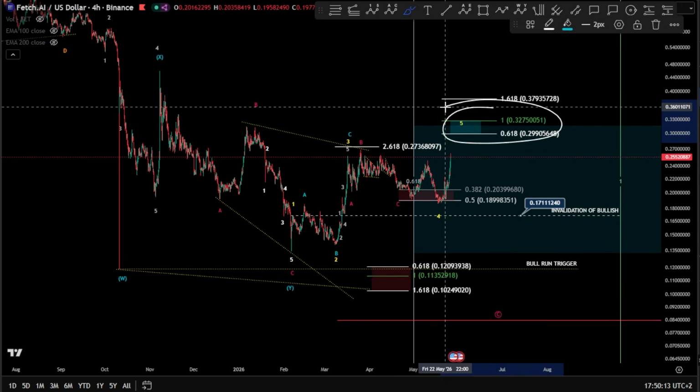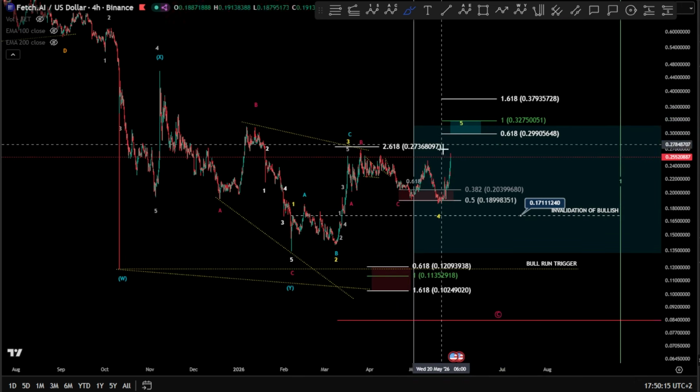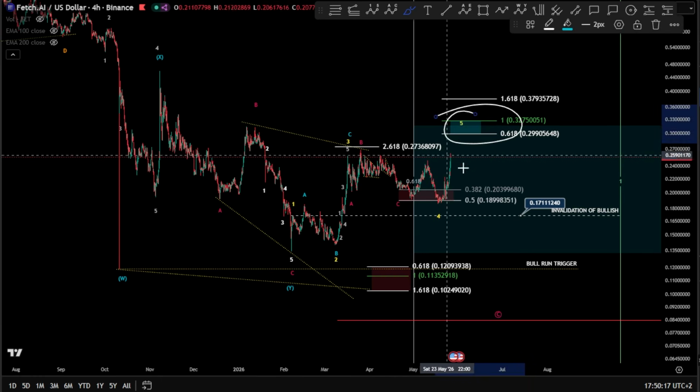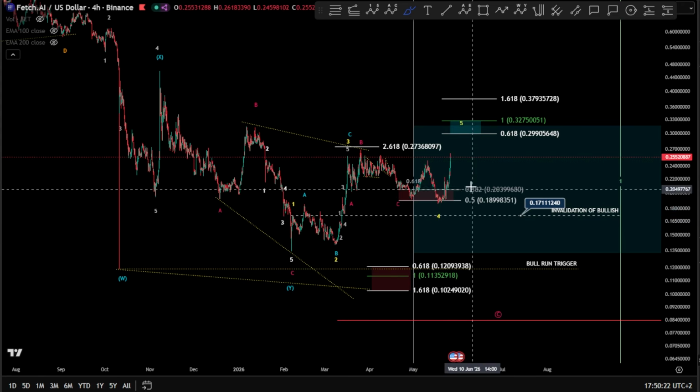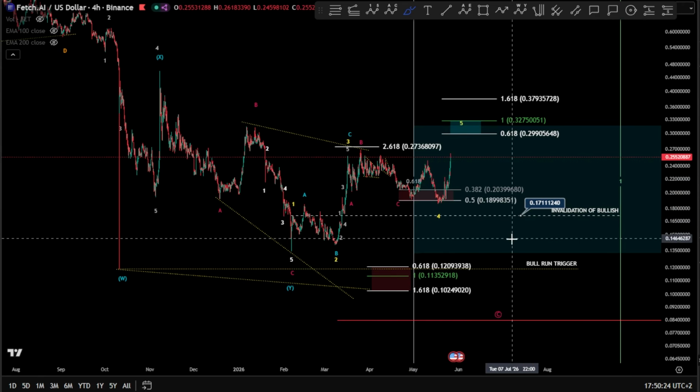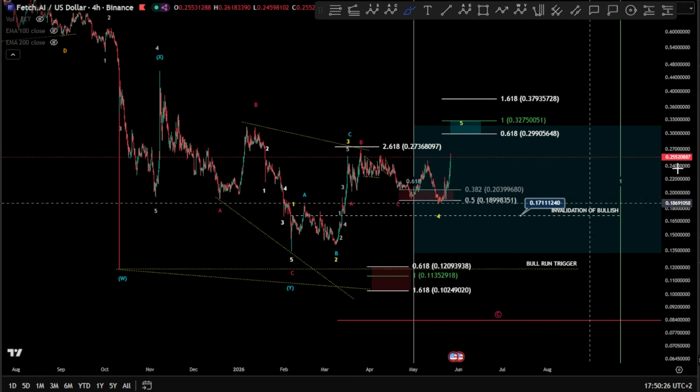So here we are. This target has been given already on Discord as well. And of course, it has been updated. This is our range given for wave 4, if you remember the latest videos as well. And here we are. We are still, of course, on the move for this impulse, guys.